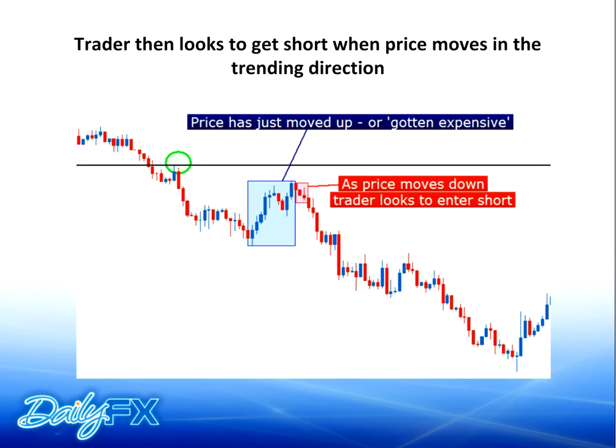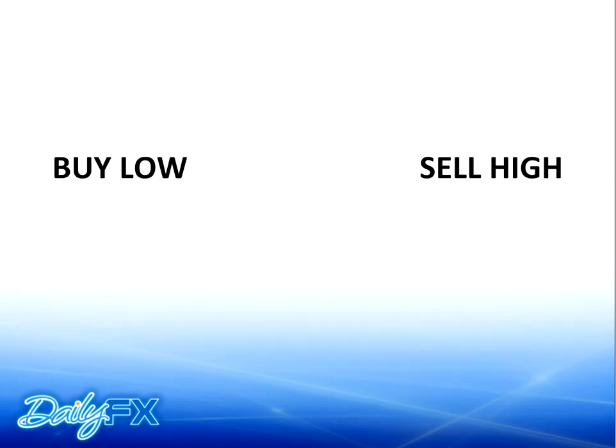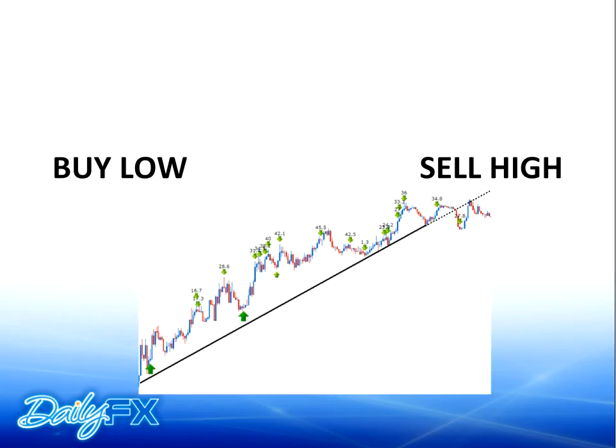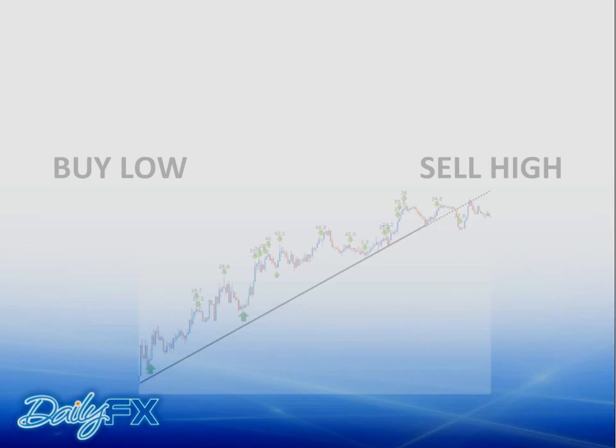And here we can get another look at the same setup, and notice as price begins tipping down, indicating that the high price that was set within the blue box is the actual swing high, the trader looks to initiate their short position. Once again, when it comes to price action trading, you want to look to buy low and sell high. The goal, of course, being to be a prudent trader and to not buy when price is too high or to sell when price is too low.